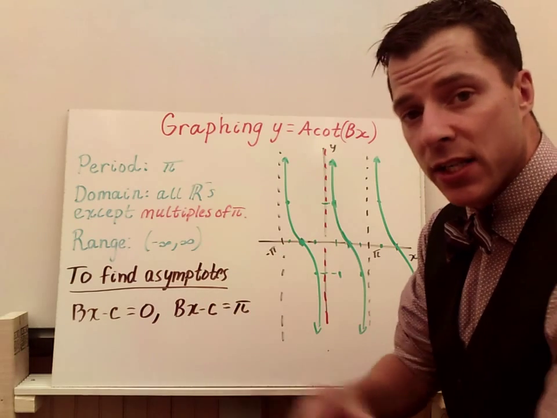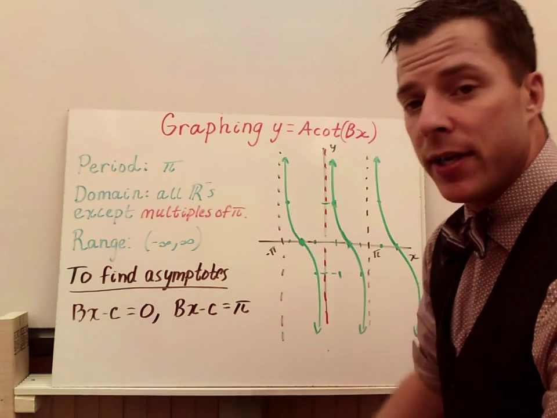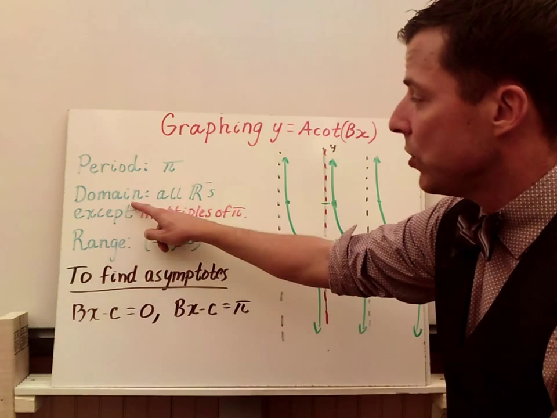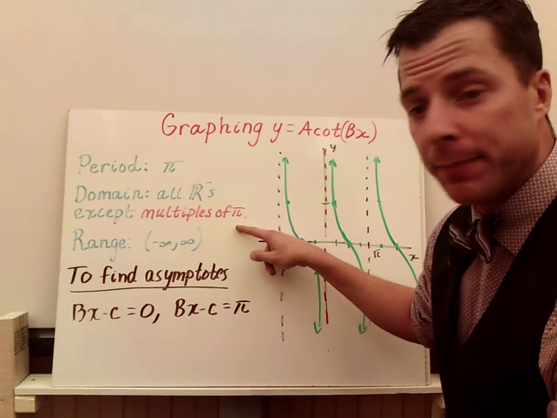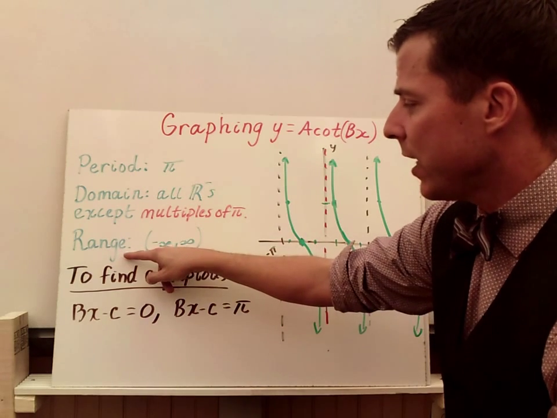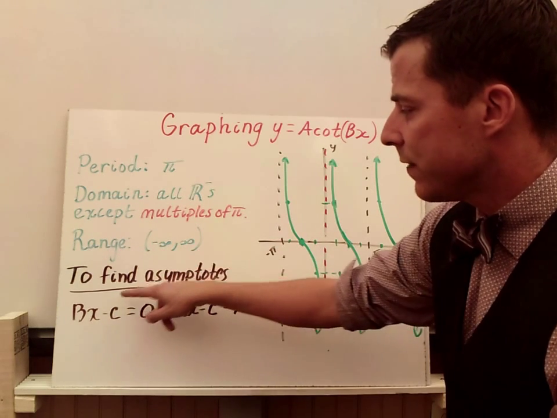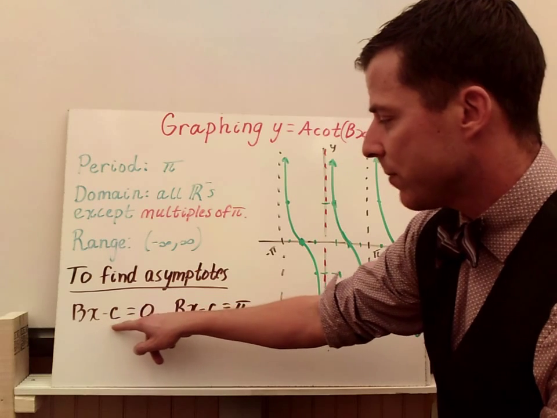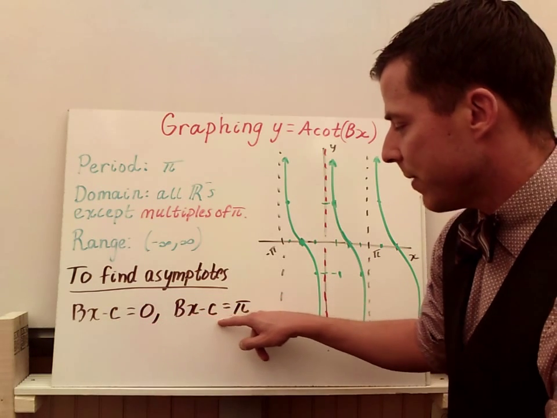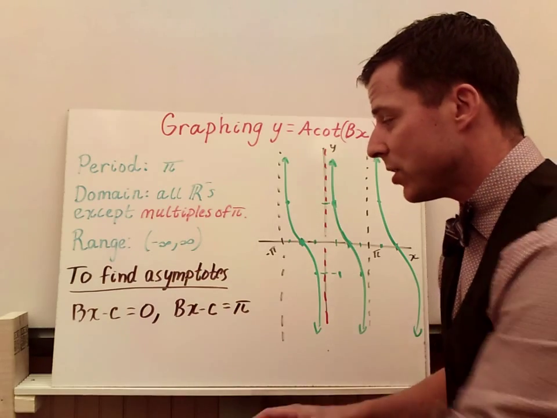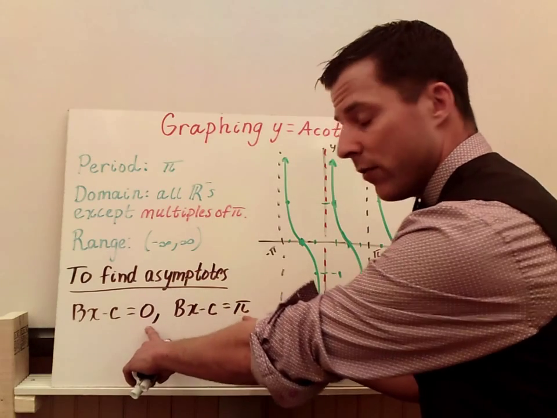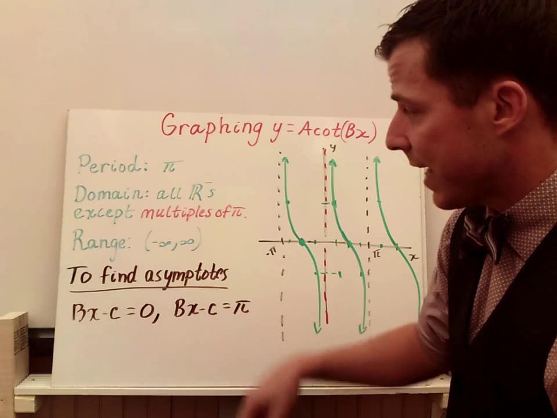just cotangent x function. Number one, the period is pi. Two, the domain is all real numbers except multiples of pi. The range is all real numbers, and to find the asymptotes we use bx minus c equals 0 and bx minus c equals pi. Now that's different than what we used with tangent. Tangent, remember, was from negative pi over 2 to pi over 2, so that's different here for these asymptotes.